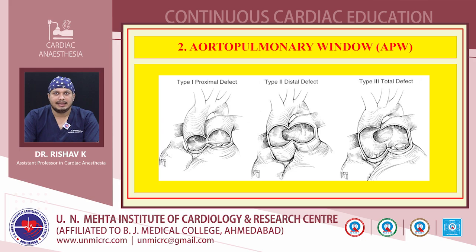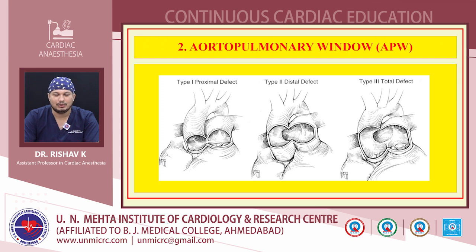Next, coming to the second defect, that is an aortopulmonary window. As we all know, aortopulmonary window is of three types, that is a proximal defect, a distal defect, and a total defect, which is related to the location of the window with relation to the great arteries.